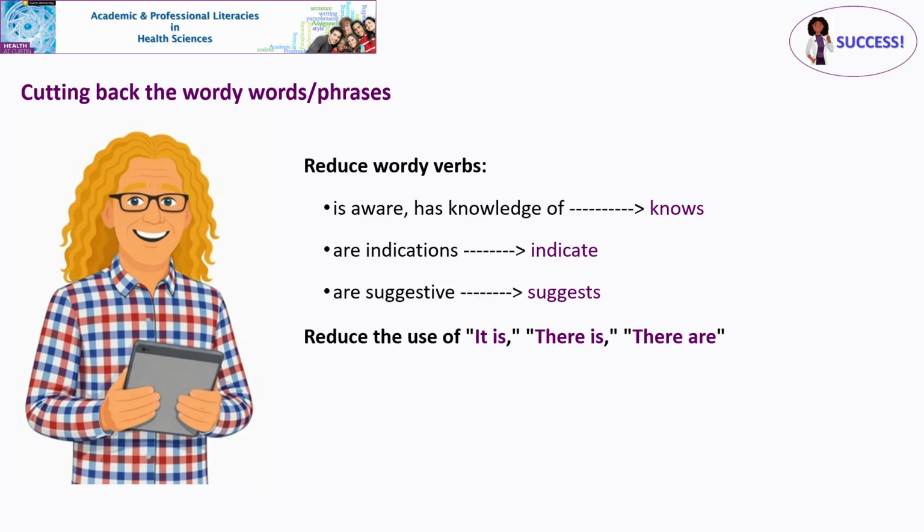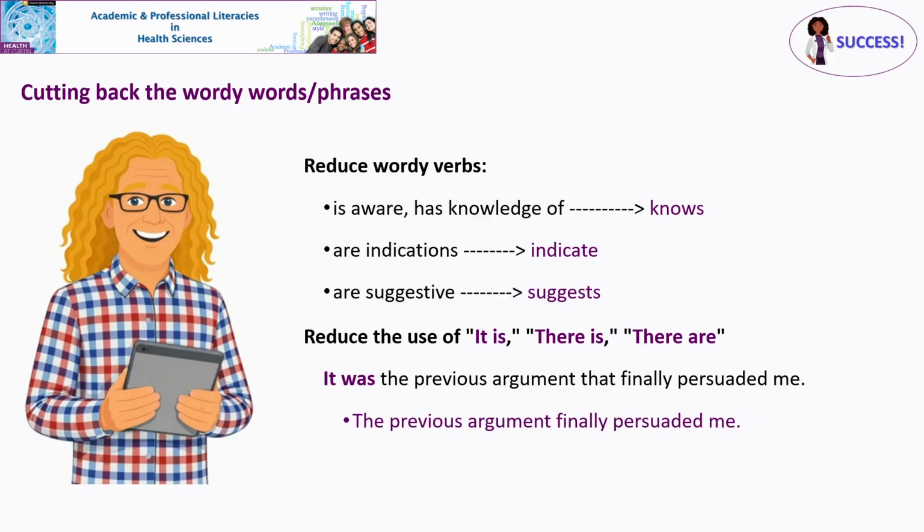We also need to reduce the use of it is, there are. It was the previous argument that finally persuaded me. It was, well, simple. The previous argument finally persuaded me. We don't need it was. The previous argument finally persuaded me.